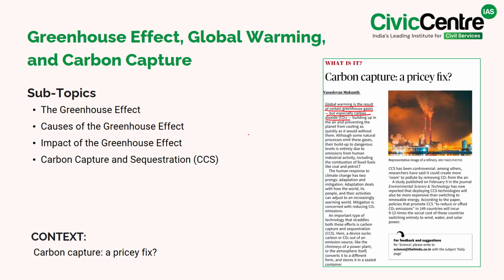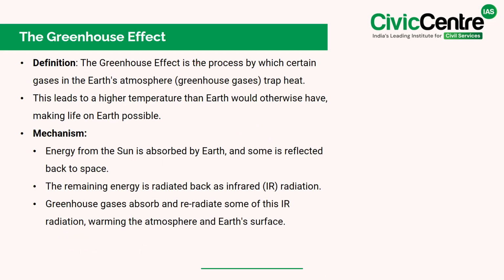Now, moving to the next article, it is that global warming is the result of certain greenhouse gases, but especially carbon dioxide building up in the air and preventing the planet from cooling as quickly as it would without them. In this context, let's talk about the greenhouse effect, global warming, and also carbon capture. Firstly, talking about the greenhouse effect, it refers to the mechanism by which certain gases trap heat in the Earth's atmosphere, causing the planet to be warmer than it otherwise would be.